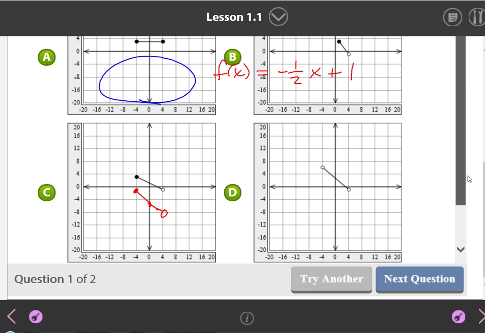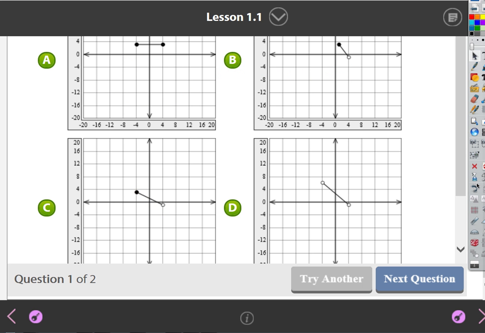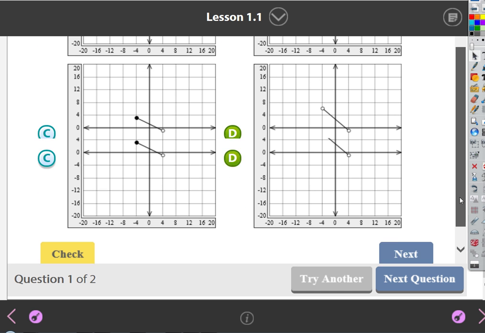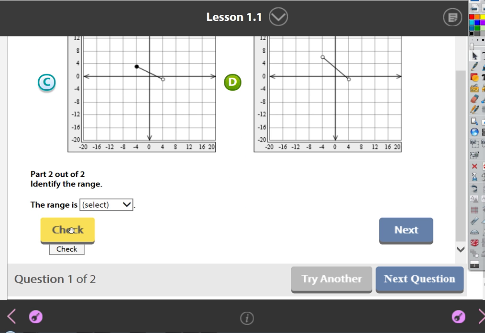Well, I didn't draw that. Theirs is a little better than mine, but you get the idea, right? I didn't quite have the slope right, but that's the one, isn't it? Okay, so we know it's this guy. Now we want to know, so check. Okay, got it. Now we want to identify the range.